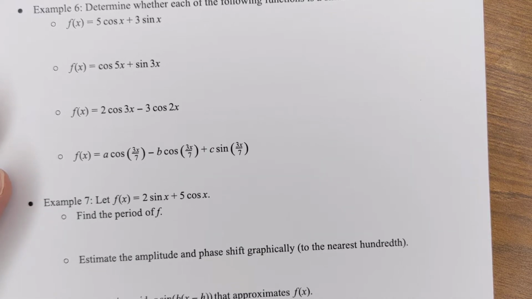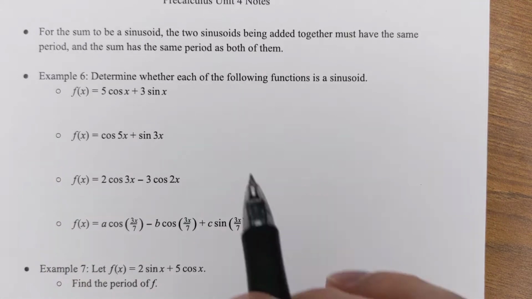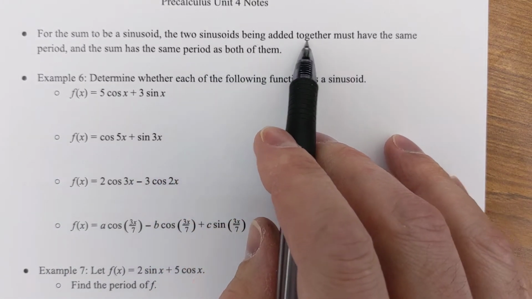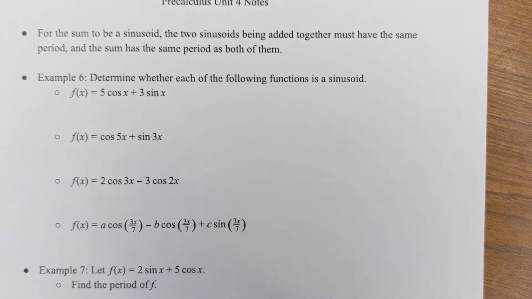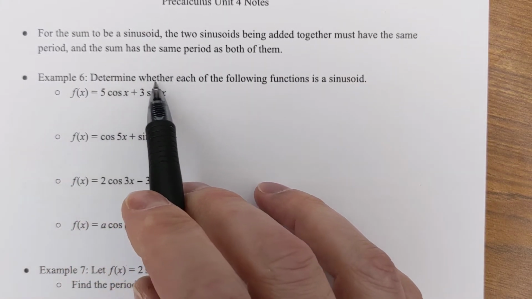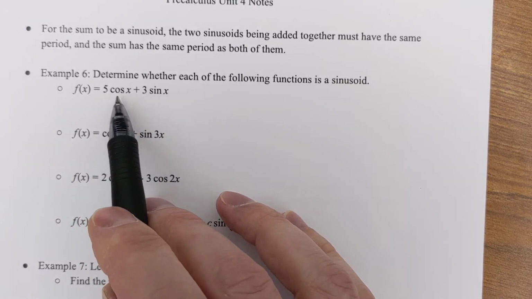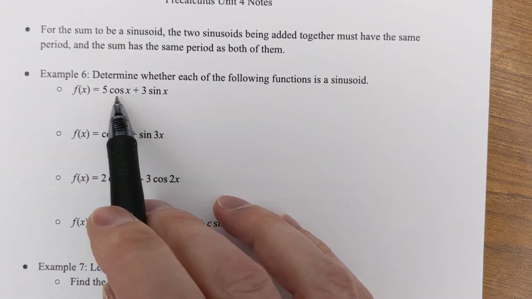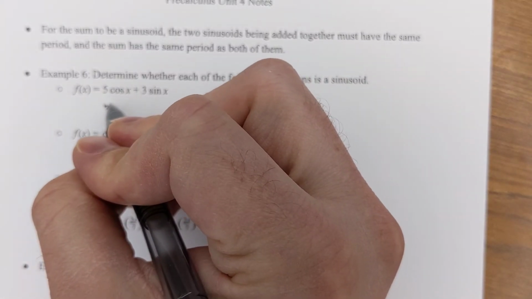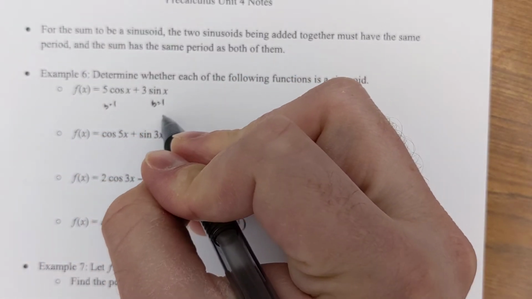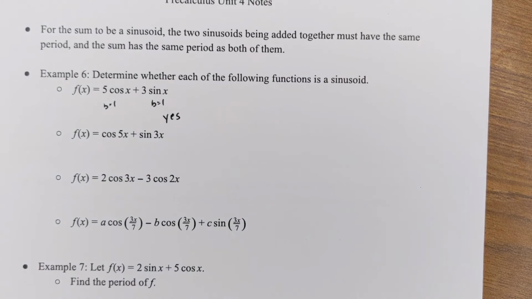So if you add any sine function with any cosine function, you still get a periodic function back out. It says there, for the sum to be a sinusoid, the two sinusoids being added together must have the same period, and the sum must have the same period as both of them. Determine whether each of the following functions is a sinusoid. So cosine plus sine, they have to have the same period. They both do, because they both have a b value of 1. So this one would be yes.